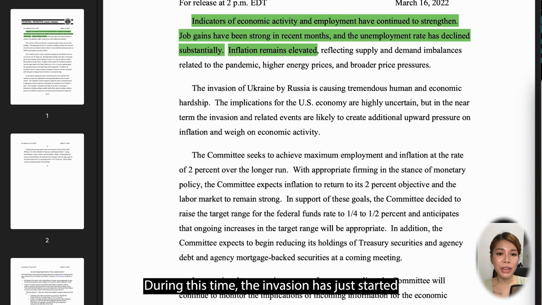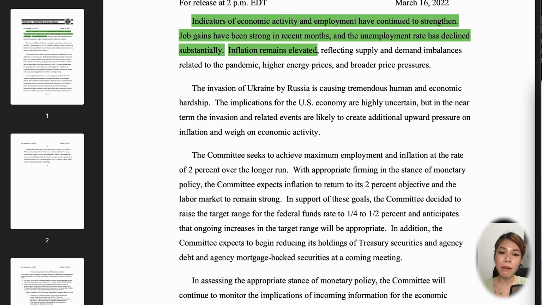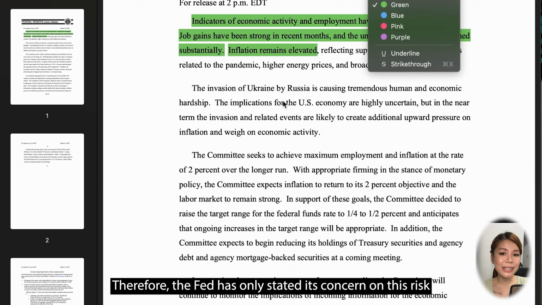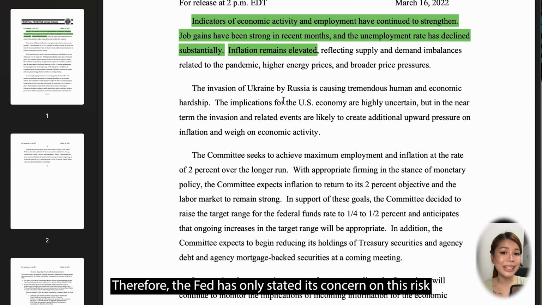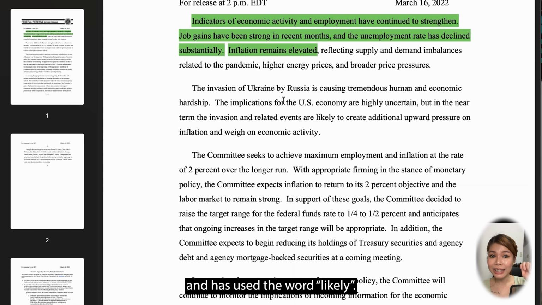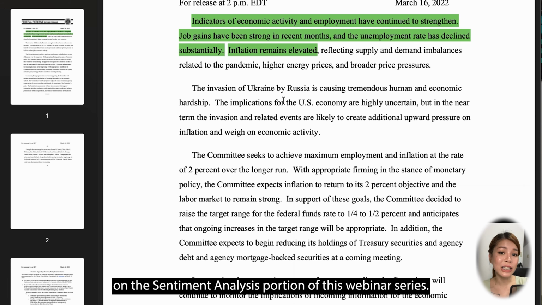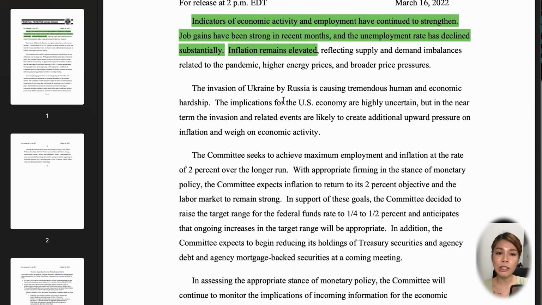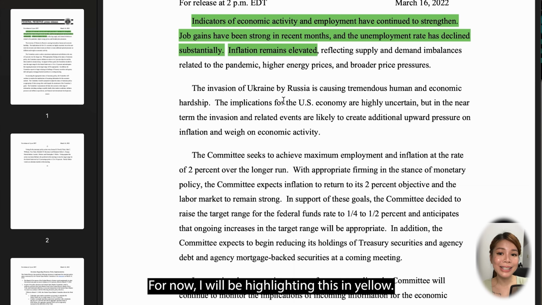During this time, the invasion has just started and it is early yet to assess its impact to the U.S. economy. Therefore, the Fed has only stated its concern on this risk and has used the word likely. I will be discussing this event further on sentiment analysis portion of this webinar series. For now, I will be highlighting this in yellow.